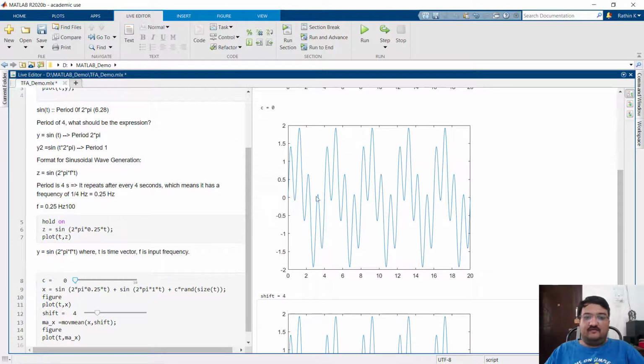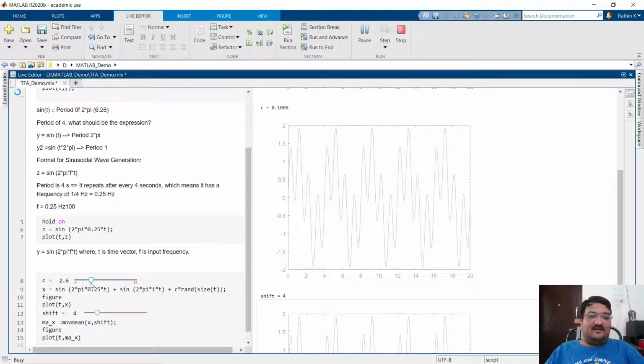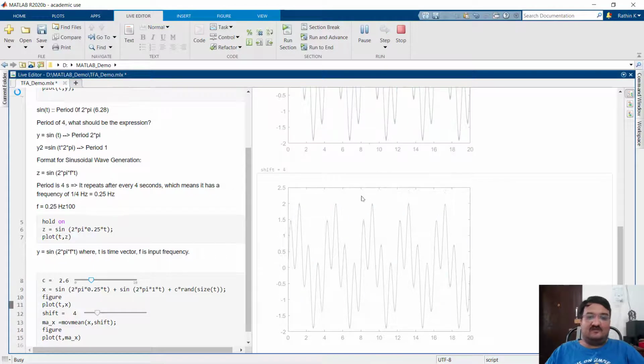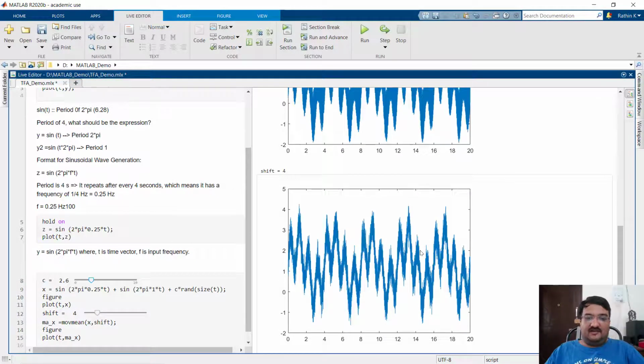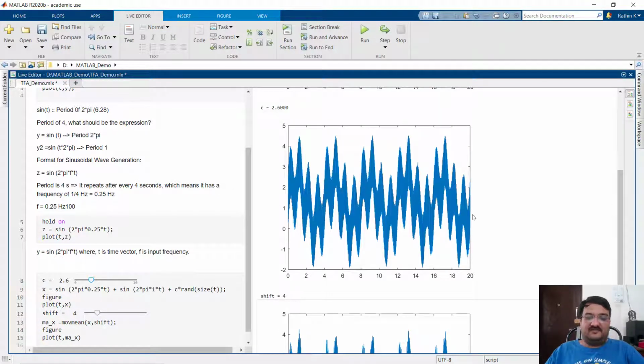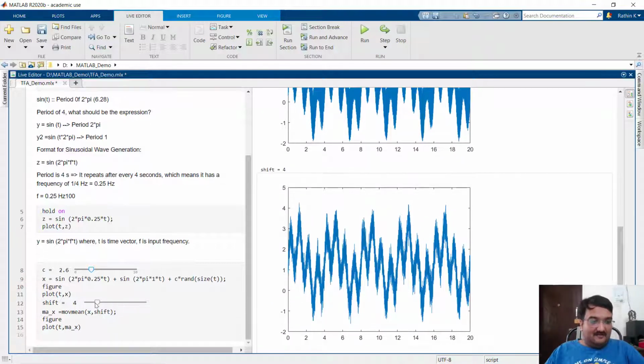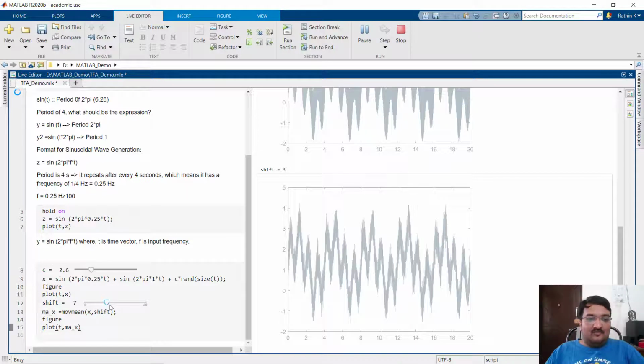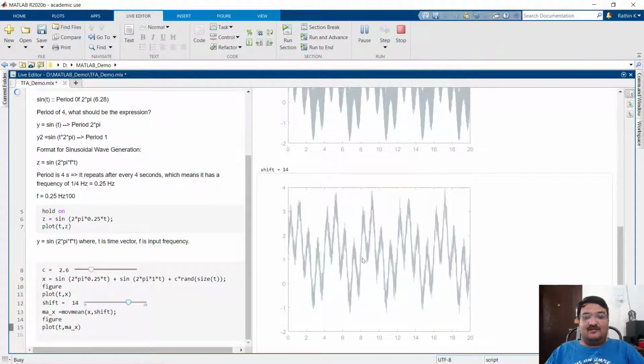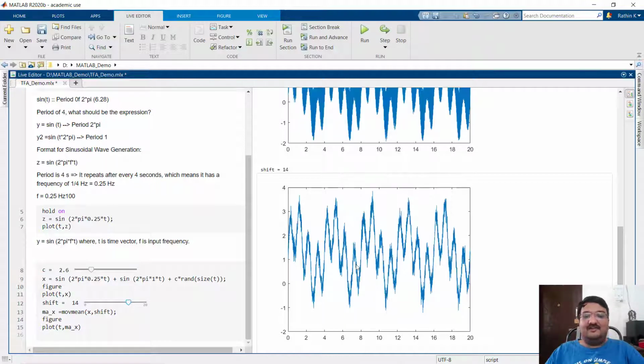This was the original waveform. We have added a little bit of noise, that's 2.6 for now. It has altered your sinusoidal waveform like this, and then by adding more and more shift in the moving average, you will be able to get better and better results. In a way, you are recovering your original signal from the noisy signal.